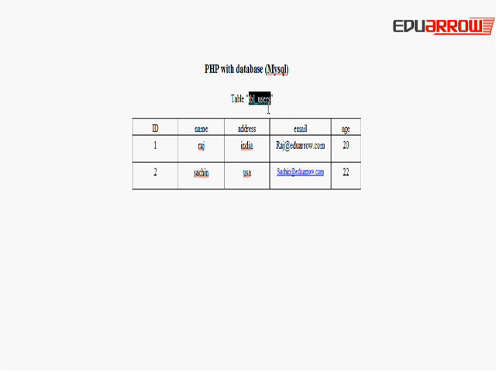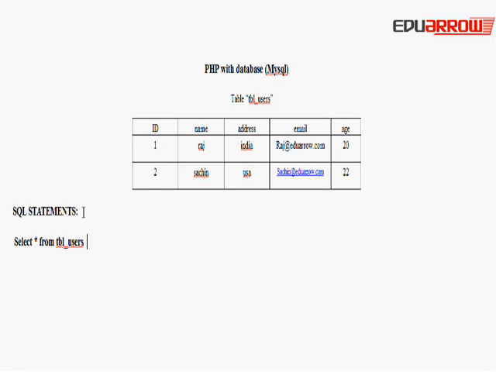In this session, we will discuss how to connect PHP with database. We will use MySQL as a database. Let's consider an example table to discuss database connected with PHP. Let's take tbl_users as an example. In this, we have columns ID, name, address, email, age, and these are the two records available in this table.